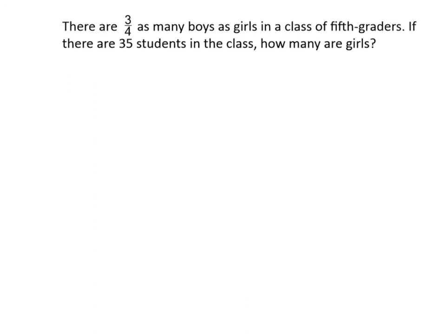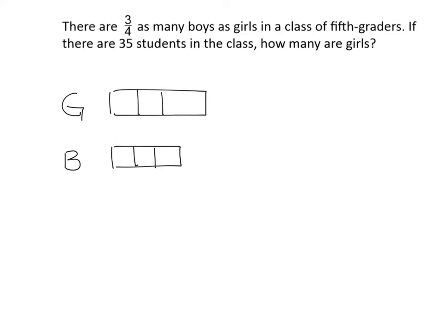I'm going to help you set up the drawing for this problem, and then I'm going to send you off to complete it. It says there are 3/4 as many boys as girls in a class of 5th graders. If there are 35 students in the class, how many are girls? So we have girls and we have boys. We know boys, there are 3/4 as many as girls. So there are 3/4 boys, and that means there's 4/4 girls. So we know that there are 35 students in the class.